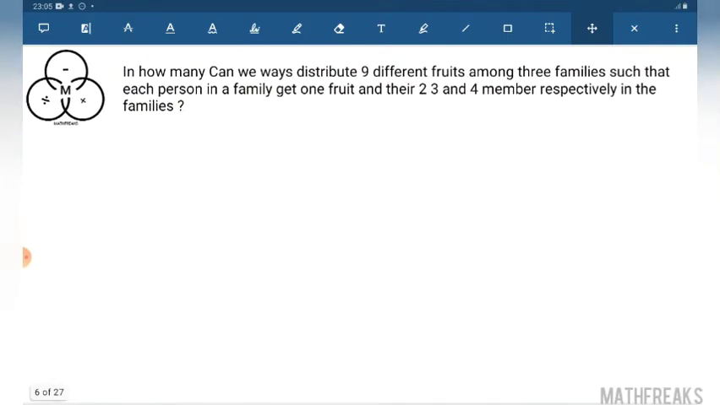In how many ways can we distribute 9 different fruits among 3 families such that each person in a family can get 1 fruit?